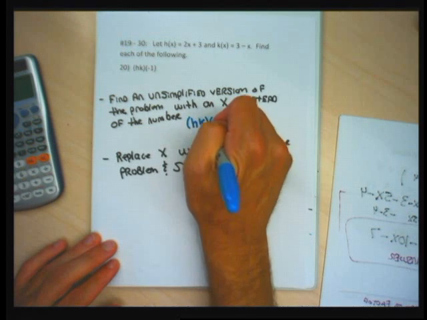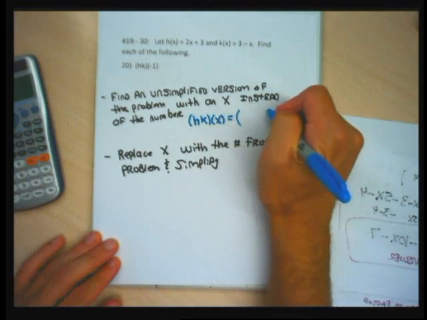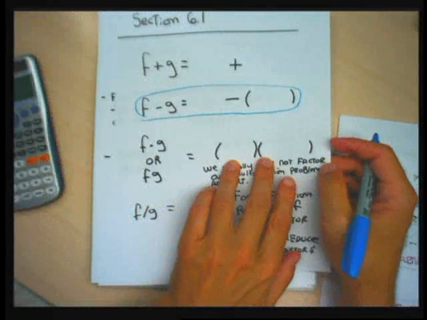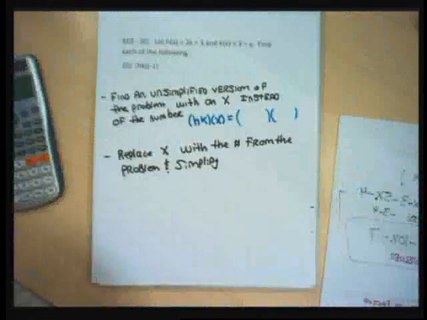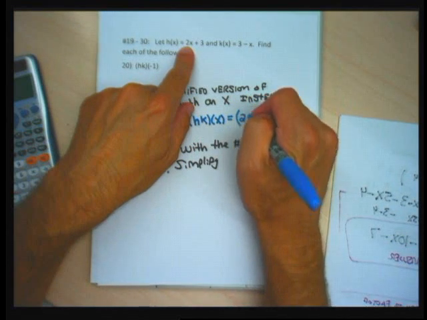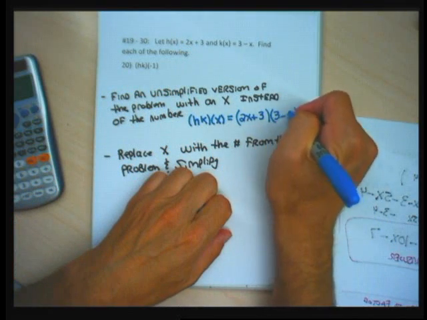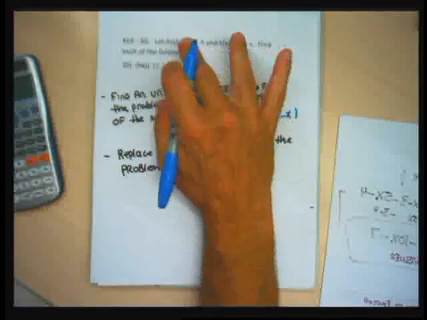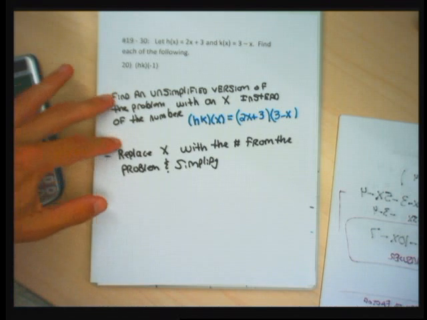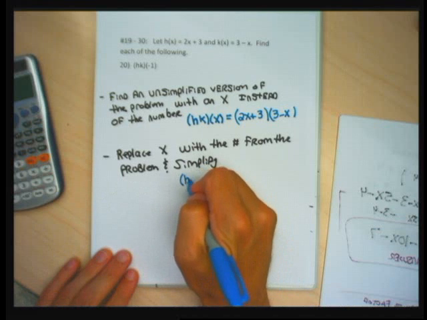So the problem doesn't have an x. I'm going to pretend it had an x. If it had an x, I would make 2 parentheses, because in multiplication problems I make 2 parentheses, and inside the first parentheses I'm going to put the right side of the h function, which is 2x plus 3. Second parentheses I'm going to put the right side of the k function, which is 3 minus x. Same right sides, new names, just to get us used to new letters. So that's the first step. I found an unsimplified version. I pretended the number was an x. That's going to help me get my answer really nicely.